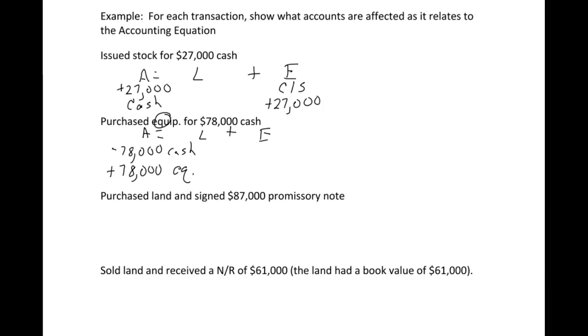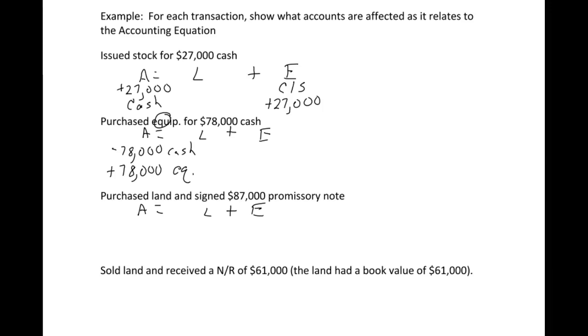The next one: we purchased land and signed an $87,000 promissory note. Assets equal liabilities plus equity. A promissory note, we'll just call that a note payable. That just means you as the purchaser are signing a note saying you agree to pay back the amount. There's probably some interest involved and things like that. We'll get into notes payable later on when we get to the liability section of our lessons.